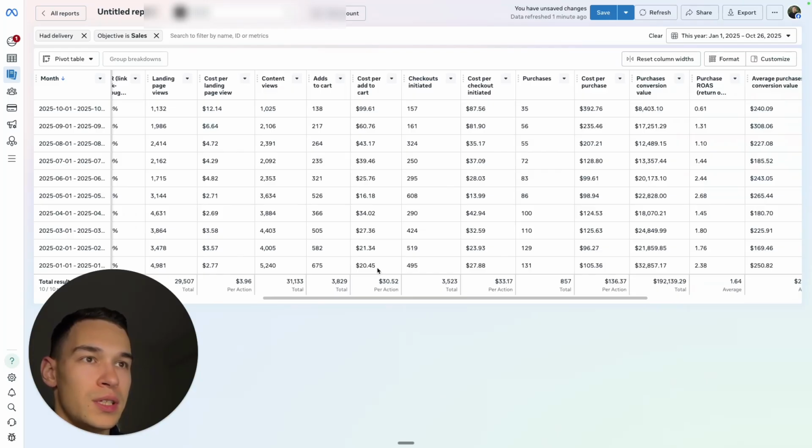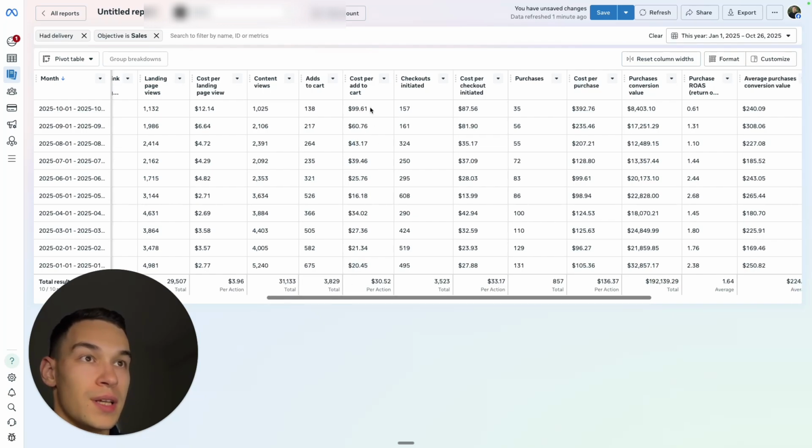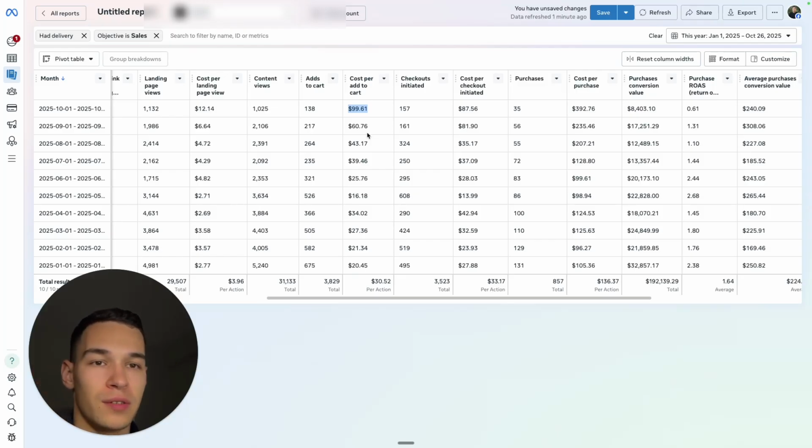So in the beginning, you see it was like 20 bucks, 34, 25, 39, 44, which is good. And now it's 99. One of the reasons can be that right now it's October. People may be delaying their big purchases till November because they're expecting Black Friday sales and discounts. That can also happen, of course.